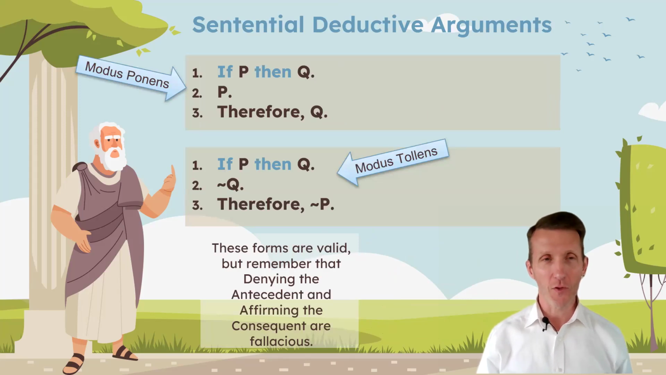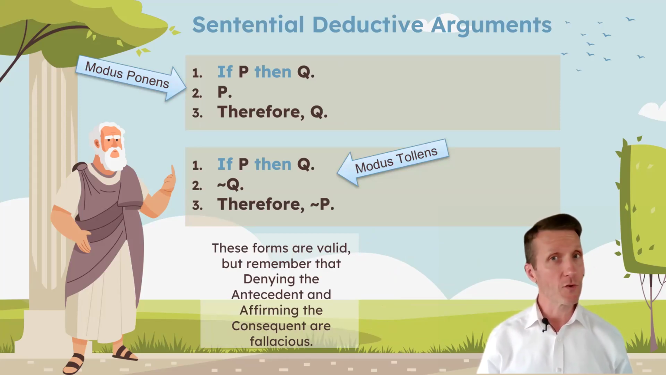Sentential deductive arguments. These are deductive arguments in which you're going to see these various operators. So you've got modus ponens and you've got modus tollens. And these are a couple of arguments that we considered last chapter. And these are valid argument forms. So if P then Q, P therefore Q. And if P then Q, not Q, therefore not P. Remember, that's modus ponens and modus tollens.